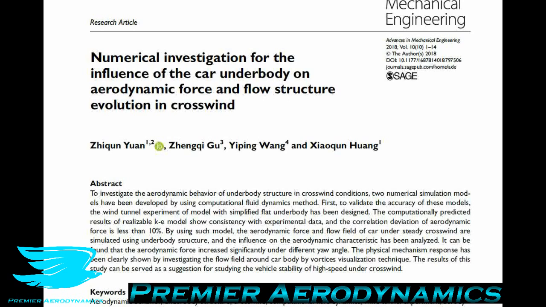The lift is proportional to the velocity squared. Like drag equals half times the density times the velocity squared times the area times the drag coefficient, lift is the same thing, it's proportional to the velocity squared. So at higher velocities, the lift becomes non-negligible.